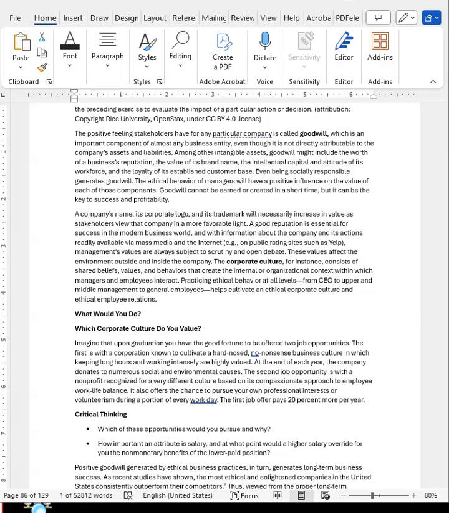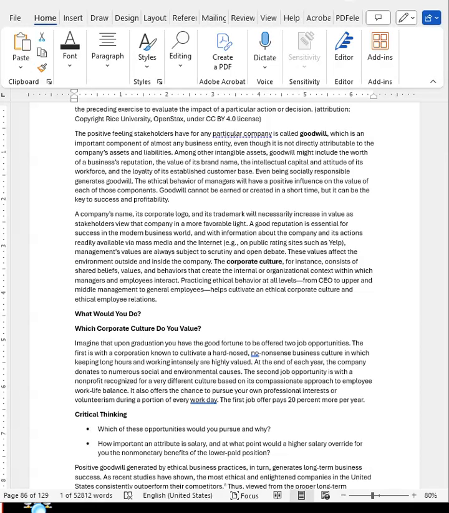A company's name, its corporate logo, and its trademark will necessarily increase in value as stakeholders view that company in a more favorable light. A good reputation is essential for success in the modern business world, and with information about the company and its actions readily available via mass media and the internet, e.g., on public rating sites such as Yelp, management's values are always subject to scrutiny and open debate. These values affect the environment outside and inside the company.